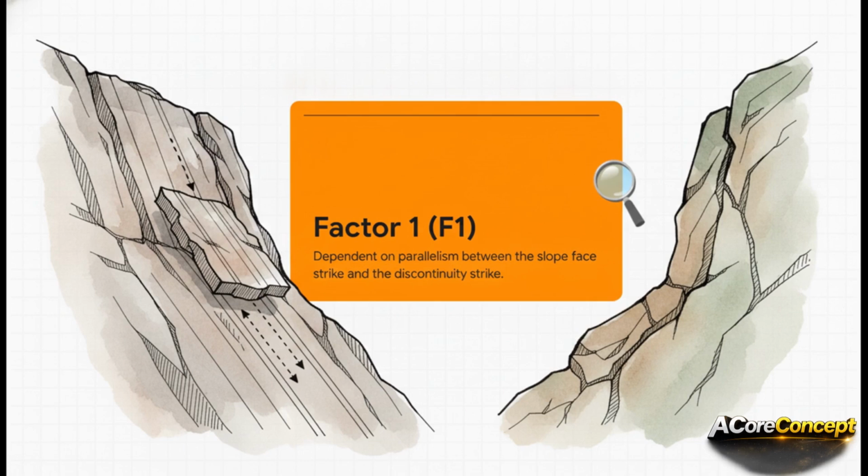Think of F1 as a measure of alignment. It calculates how parallel the angle of the slope face is to the angle of the natural rock joints. Think about it. If the rock's natural joints run perfectly parallel to the cliff face you just cut into, the danger of that whole outer sheet sliding off is incredibly high. It's basically a frictionless trap.